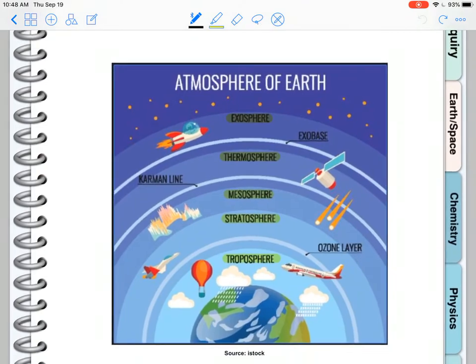So now we're looking at if you were to get in a flying craft and leave the surface of the Earth, leave the crust, where would you be going? So the atmosphere of Earth is divided into 5 layers. And the source of this image is iStock from the computer internet search. I just searched for free images and I found this one. But I want to walk you through each layer of the atmosphere and what is found there, what happens there.